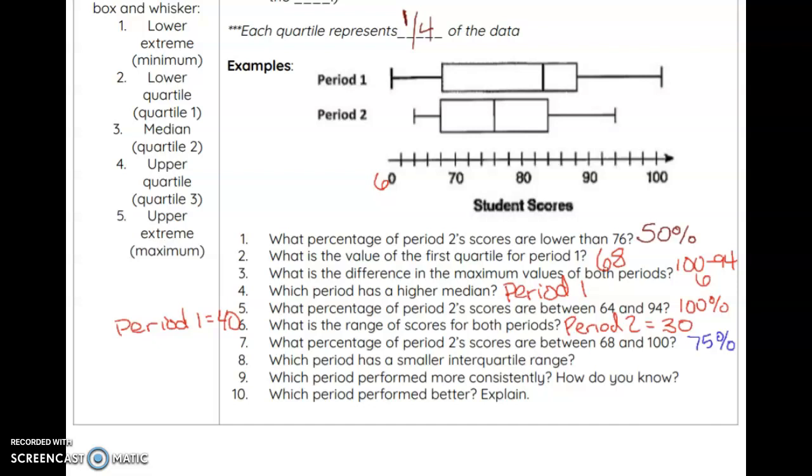Which period has a smaller interquartile range? So that's going to be one side of the box to the other. So you can see with this one that this box is smaller than this one. So I don't even have to calculate. I can just look at the size of the boxes. So the one with the smaller one would be period 2.